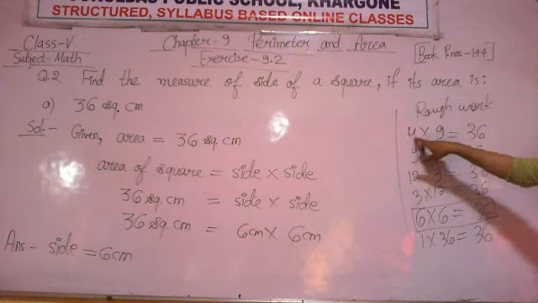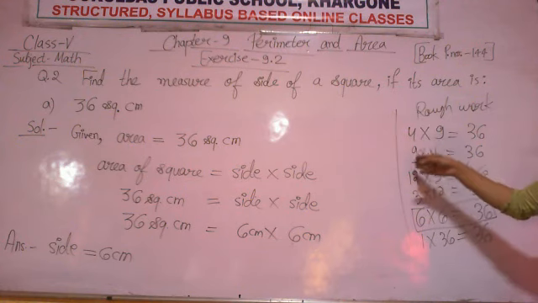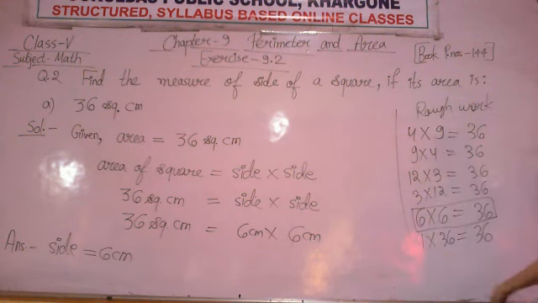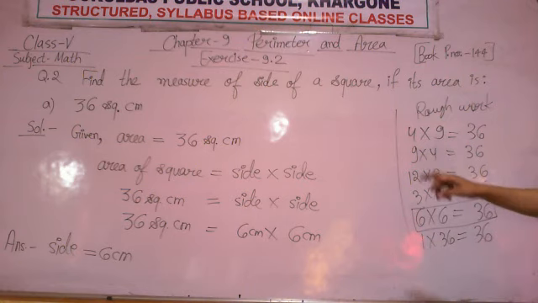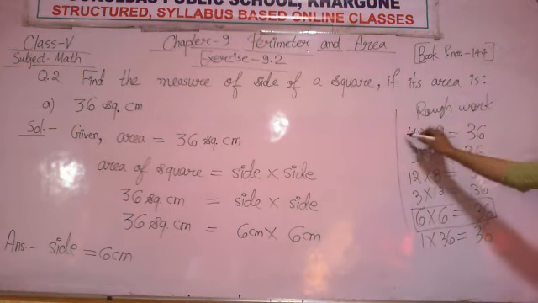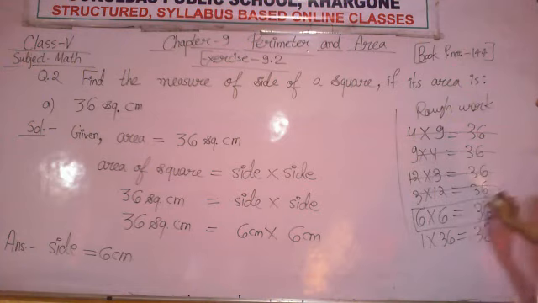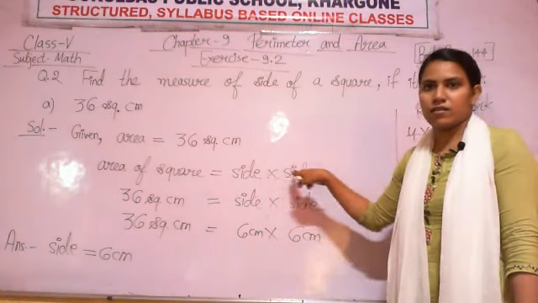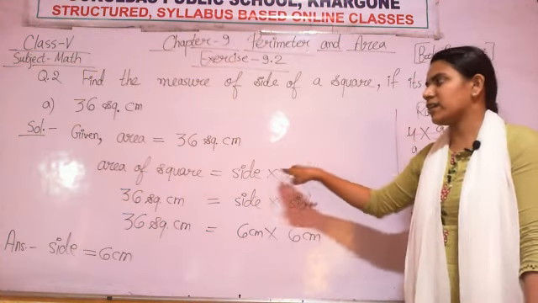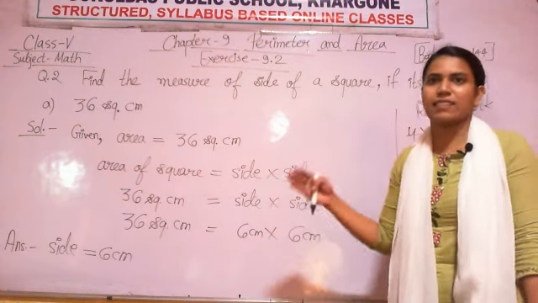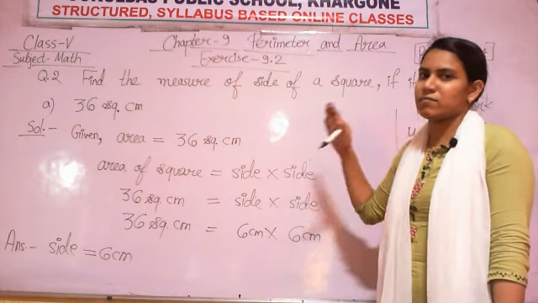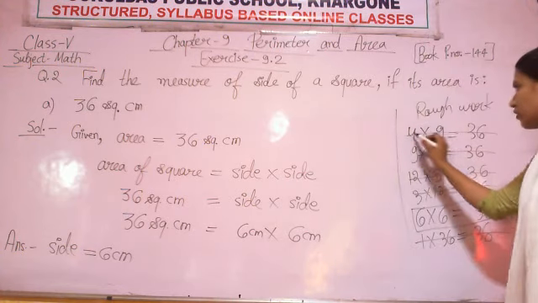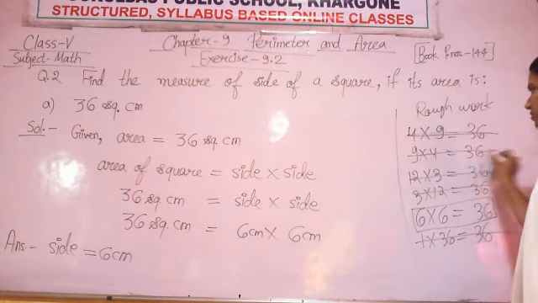Why can I not choose 4 into 9, or 9 into 4, or 12 into 3, or 1 into 36? Why can I not choose these options? Because the value of side must be the same. The value of side in a square must be the same, meaning length and breadth in a square must be the same. That is why I cannot choose these options.